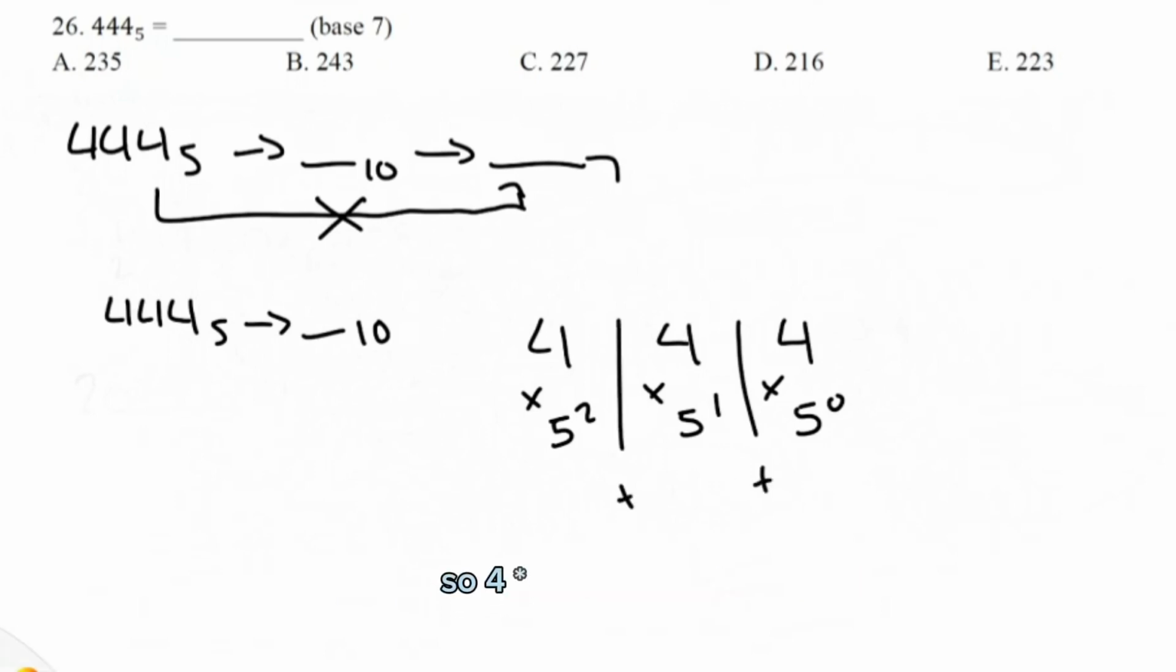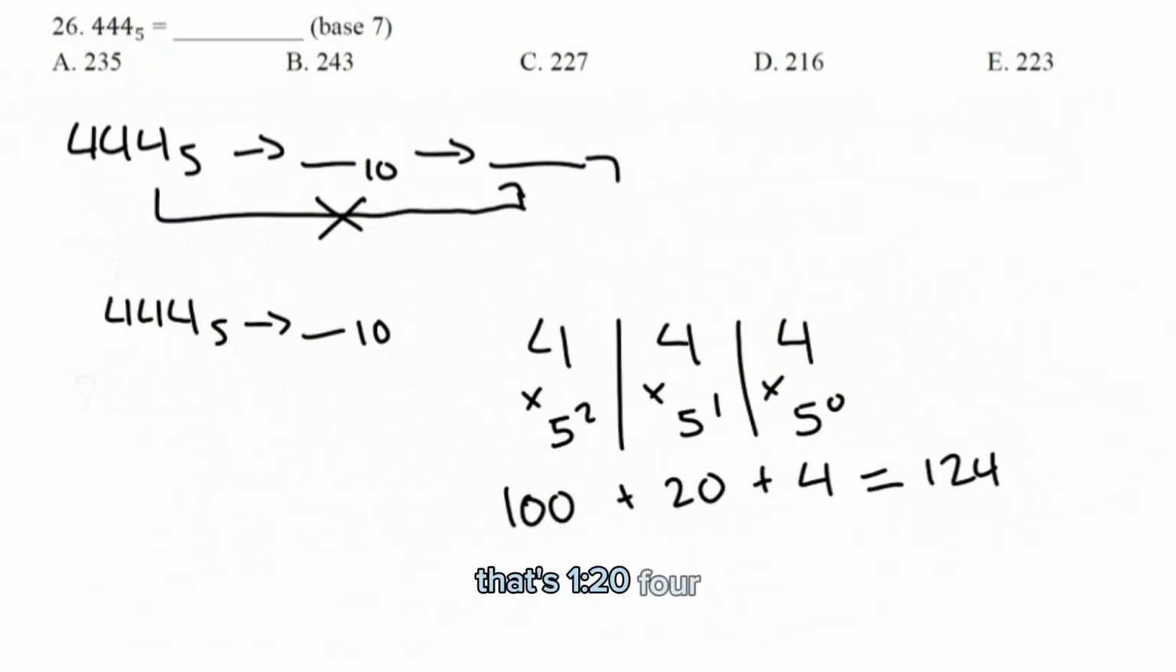So 4 times 5 power 0. Anything to the power of 0 is just 1. So that's 4 times 1, which is 4. Next, 4 times 5 power 1. 4 times 5 is just 20. So that's 20 here. Next, 4 times 5 squared. 5 squared is just 25. 4 times 25 is 100. So that's 100 here. So now we have 100, 20, and 4. When you add that up, that's 124. Which means 444 base 5 equals 124 base 10.